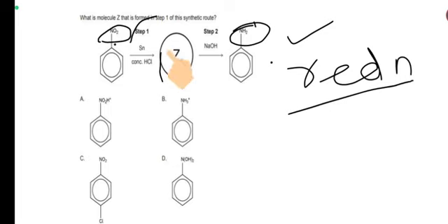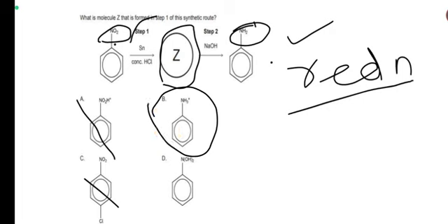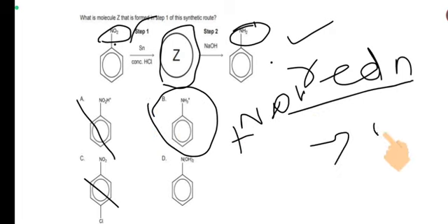Next one is, what would be the intermediate formed in this reaction? Obviously it is not NO2 plus, it is NH3 plus. This would be the intermediate in which NaOH reacts, liberating a water molecule, resulting in the formation of NH2. So B is the correct answer.